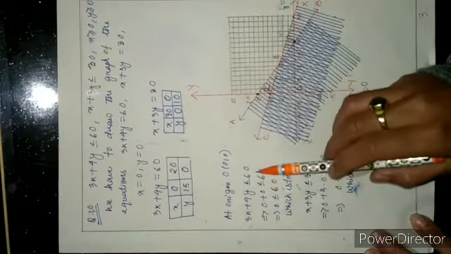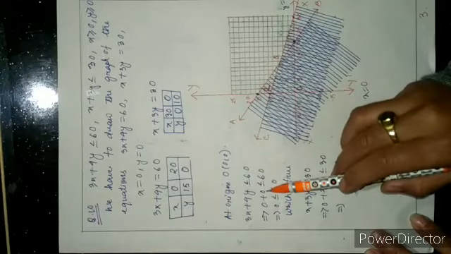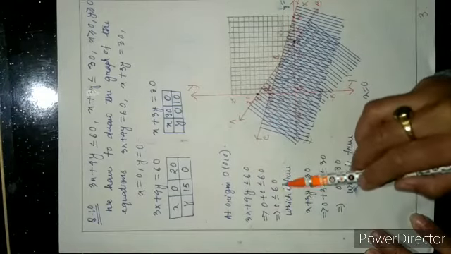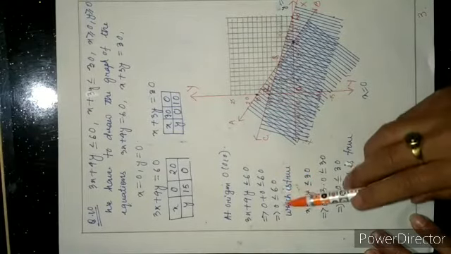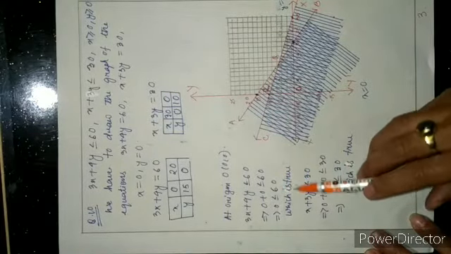Inequality 3x plus 4y less than or equal to 60. Put the origin, 0, 0. 0 is less than or equal to 60, which is true.